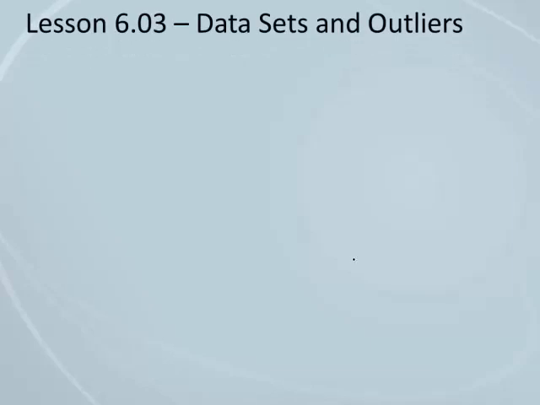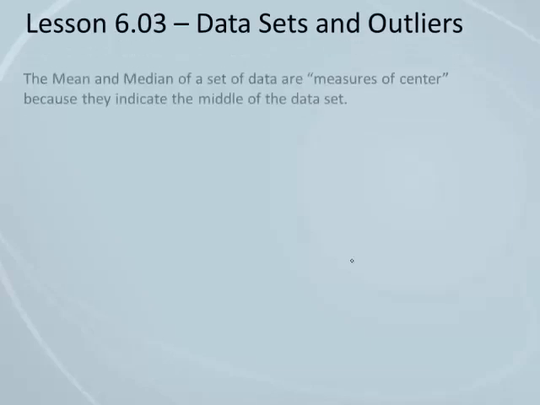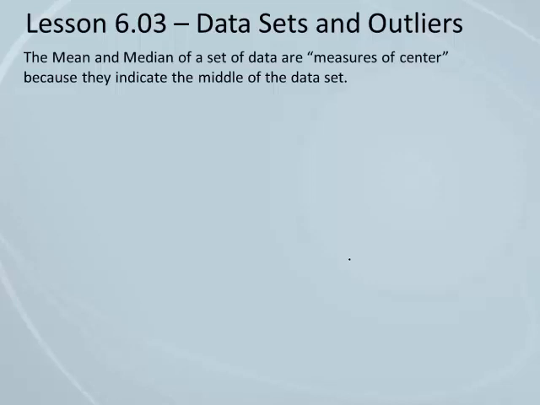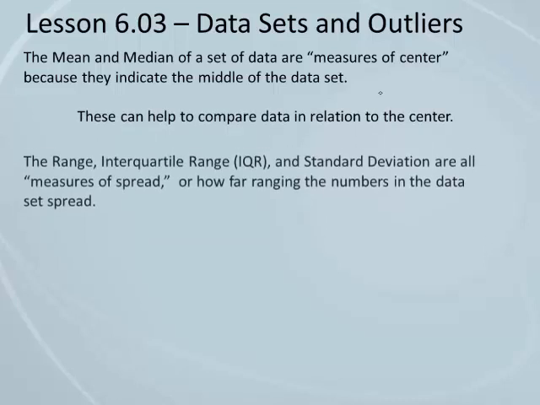Lesson 6.3, Data Sets and Outliers. Okay, the mean and the median of a data set are measures of the center because they indicate the middle values of a data set. Again, the mean is the best center if we have a symmetrical data set, and the median is the best center if we have an asymmetrical data set. And these help compare data in relation to the center.